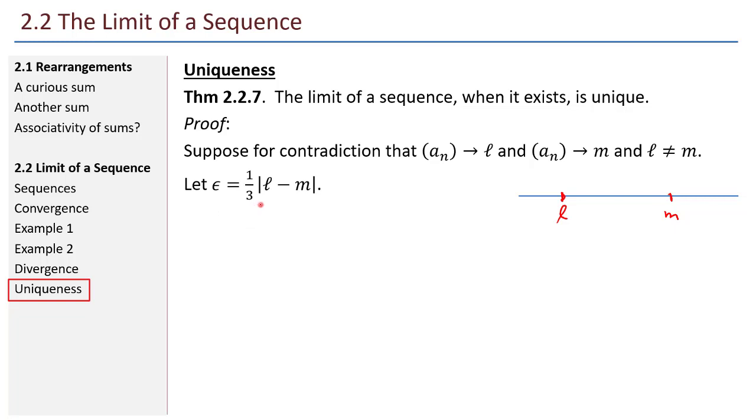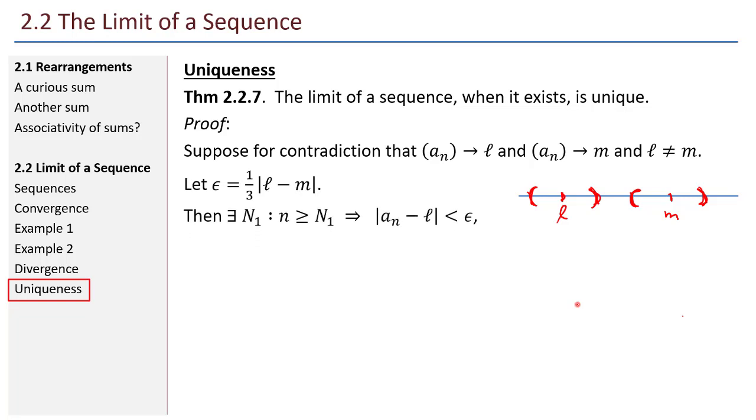Let epsilon be 1/3 that distance between L and M. So in the picture here, I'll divide that little segment into thirds, and so epsilon is 1/3 of the distance between L and M. And what I'll do is continue that 1/3 on the left of L and to the right of M, and that's making my epsilon neighborhood of L and my epsilon neighborhood of M.